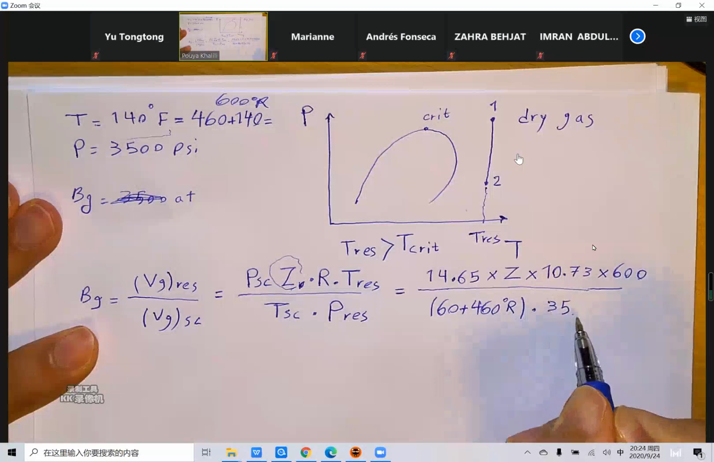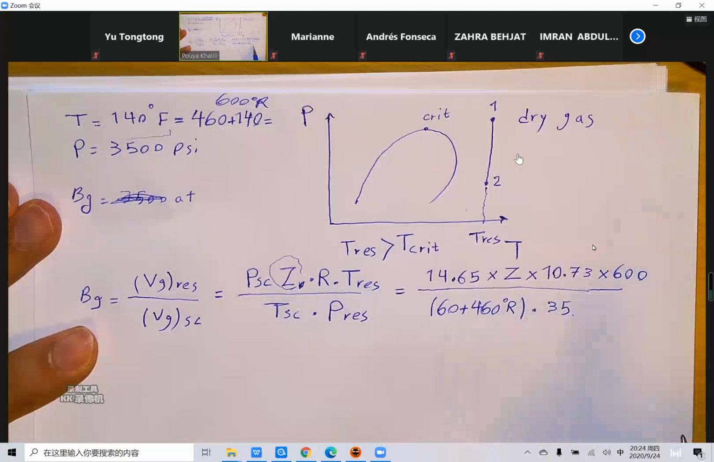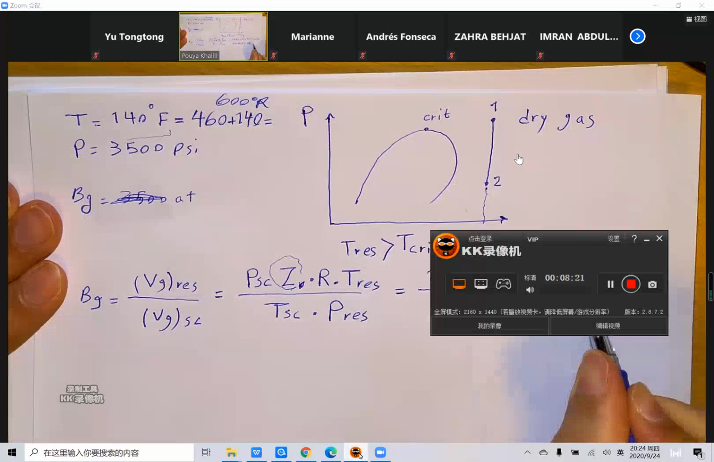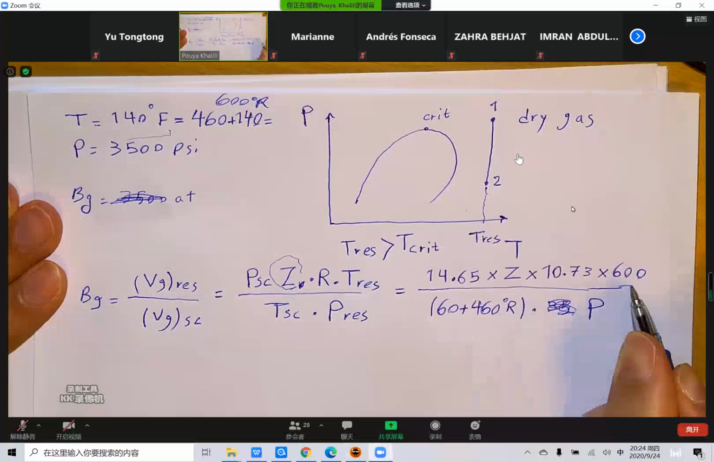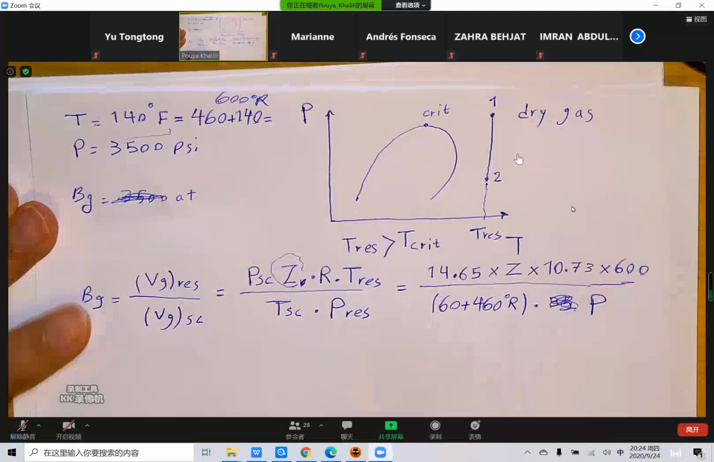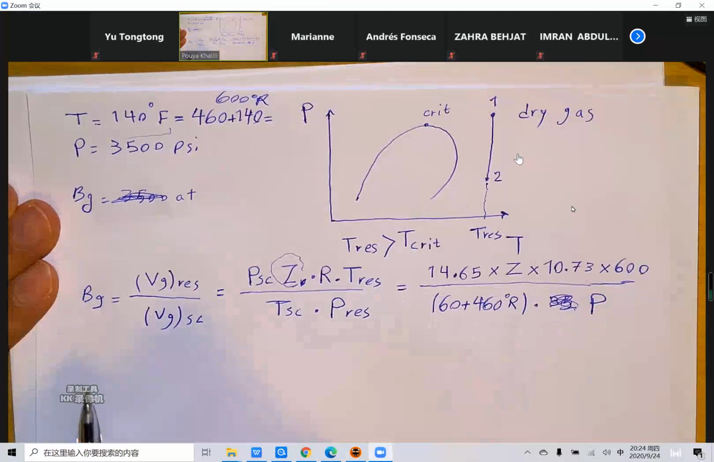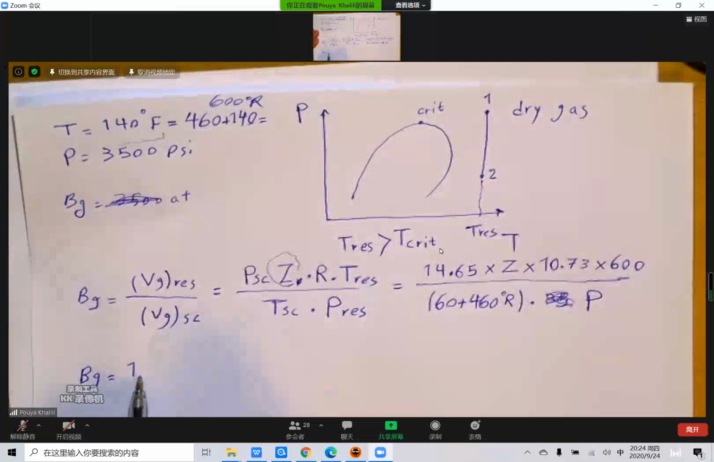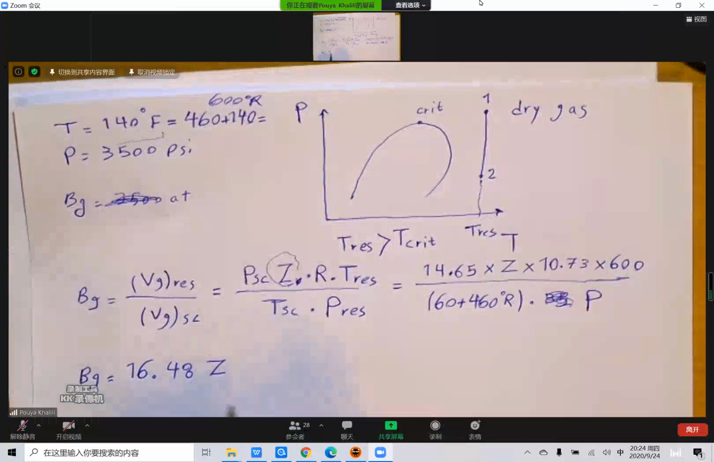But as I told you before, we have to find the formation volume factor at five pressure points. So we don't use the value, we just write P here, so we can later find it for 5 pressure points. So here, it's kind of 60, Z over.